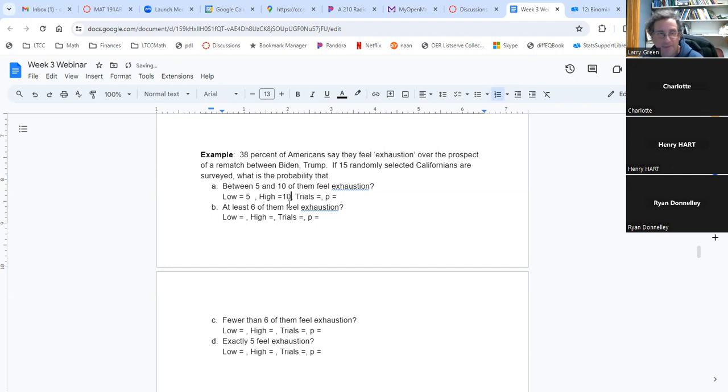How many trials? Not 10, 15. Because it says that 15 randomly selected Californians. So we have 15 people we're asking. And what's P? Yeah, 0.38. So it's really easy.